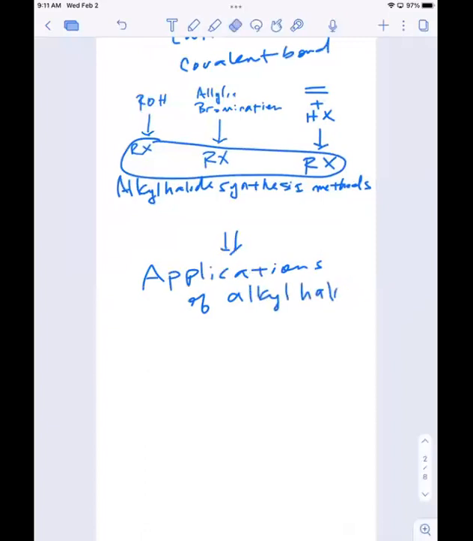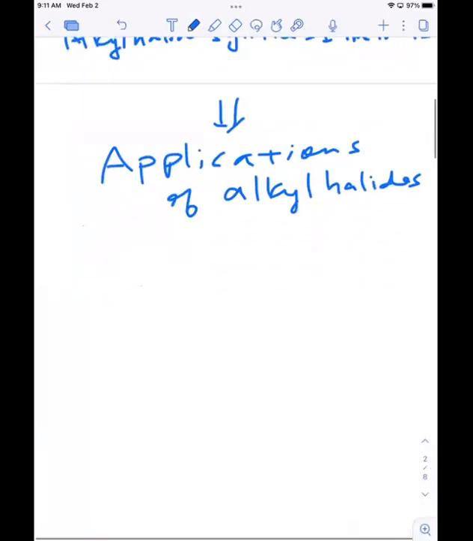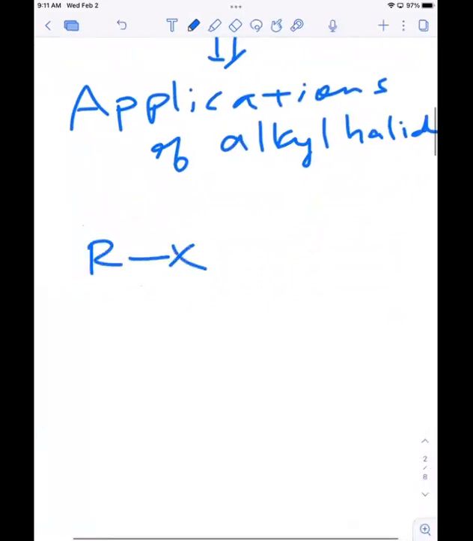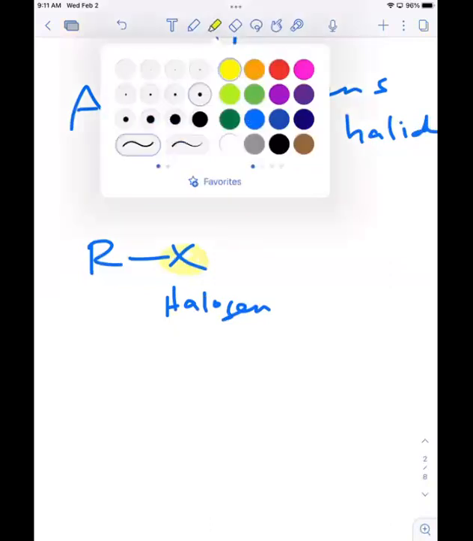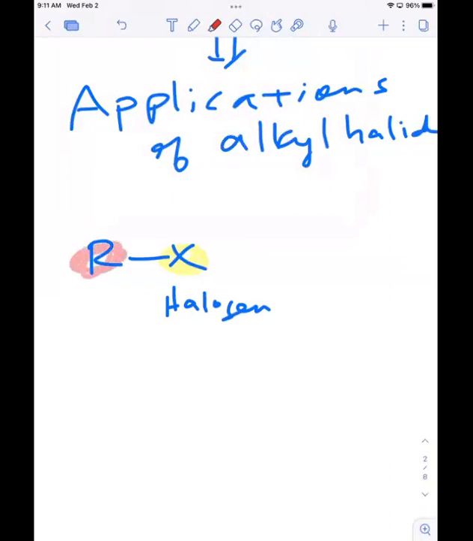And one of the key applications that we're going to look at is taking those alkyl halides and using them to make organometallics. So if I take an alkyl halide, RX, everybody okay with that? The X is the halogen. I'm just abbreviating this for the sake of brevity. And then R is the alkyl part.